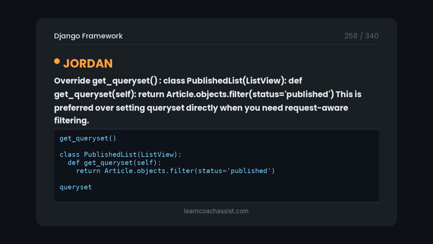Override get_queryset. class PublishedListView: def get_queryset(self): return Article.objects.filter(status='published'). This is preferred over setting queryset directly when you need request-aware filtering.